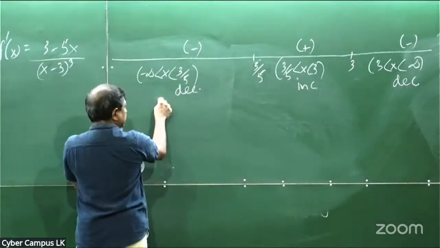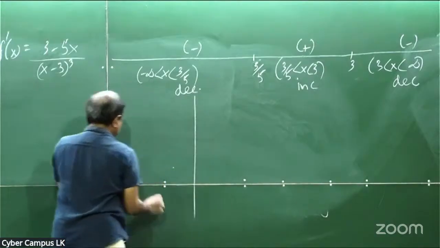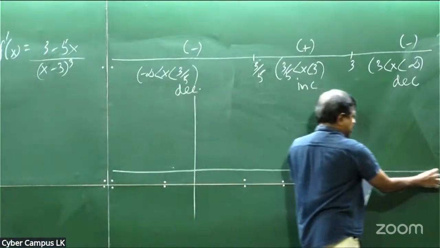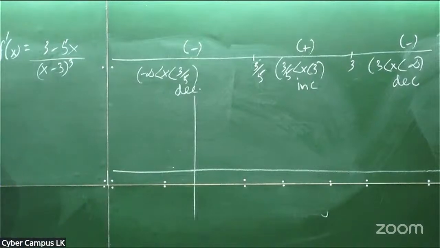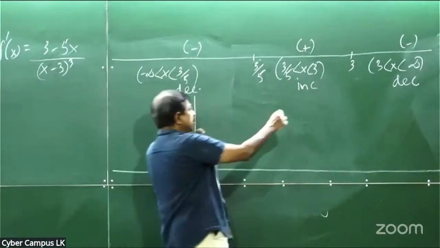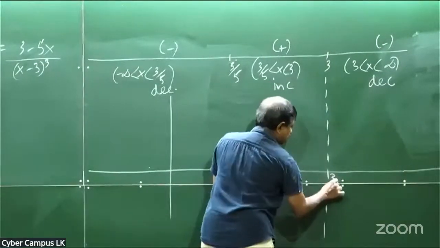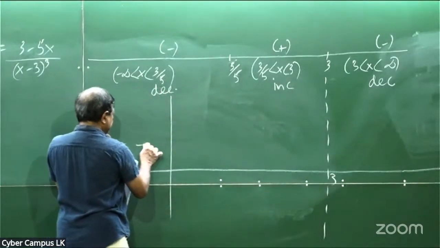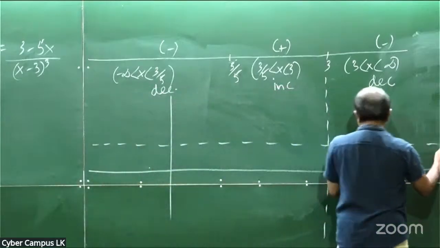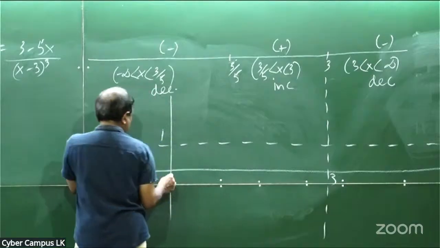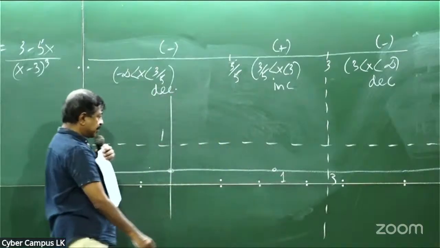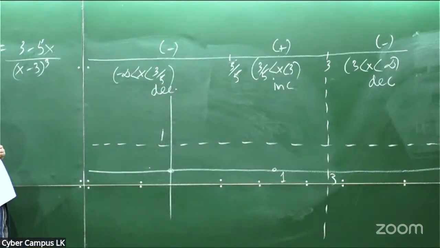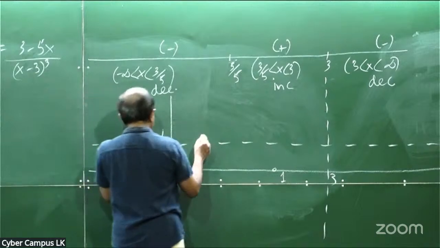0 should be somewhere here. So I'll draw the y-axis there. Now the asymptotes. Vertical asymptote is here. The horizontal asymptote is this. It is at 1. 0, 0 and 1, 0 are x-intercepts. And there's a minimum here, minimum or maximum, whatever, at this point. 8 over 5.